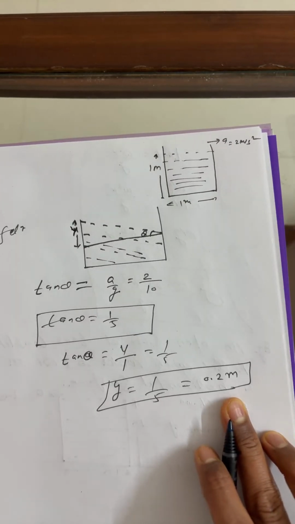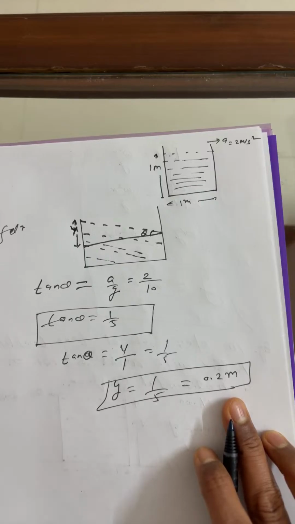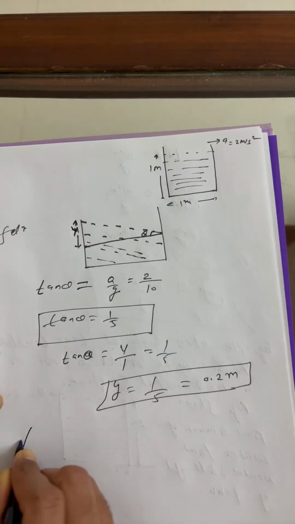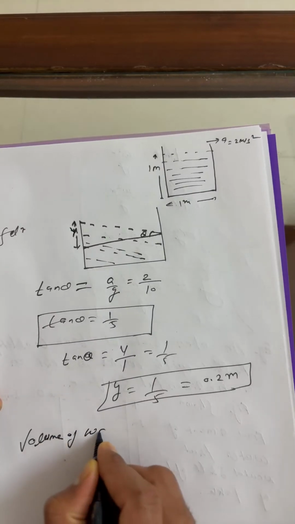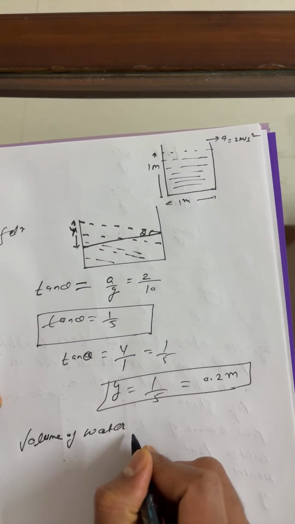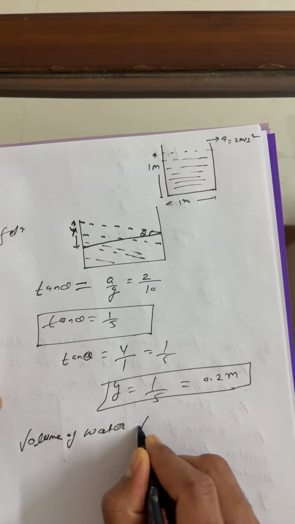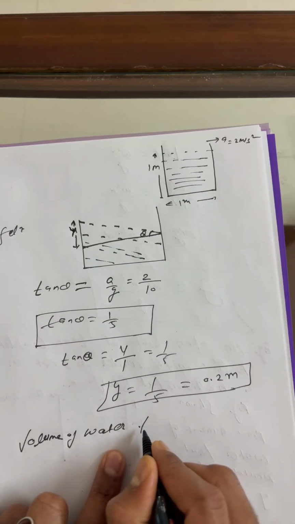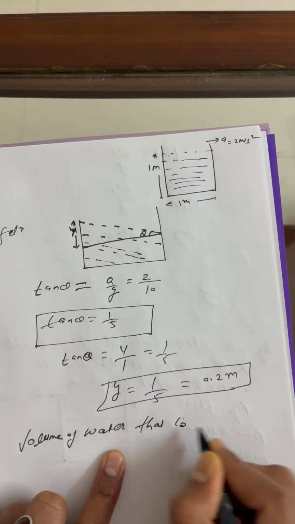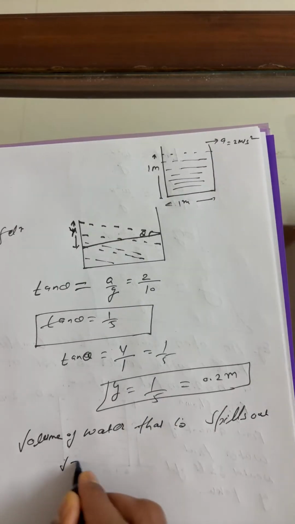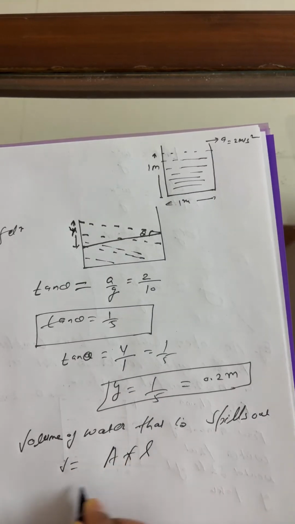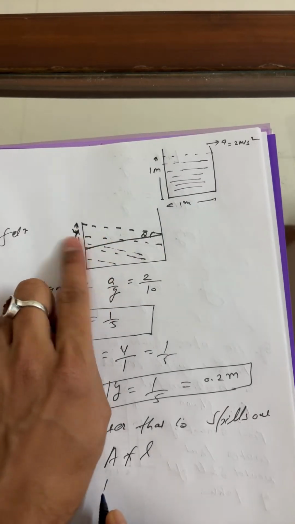Basically 0.2 meter. We wish to find the volume of water that spills out. It's given as simple. Volume is what? We wish to find the volume of water that spills out here. Simple, we can find it. Volume is area into length. What is area? It's a triangle.